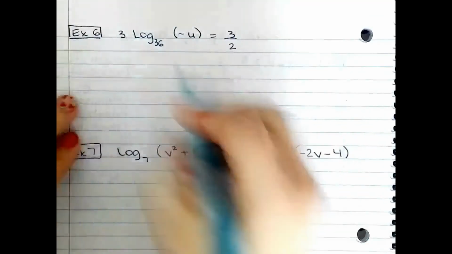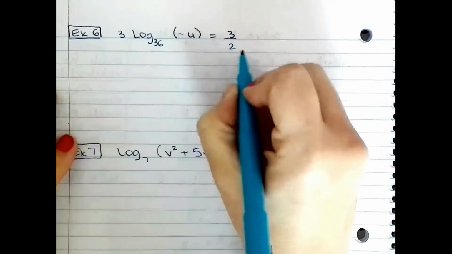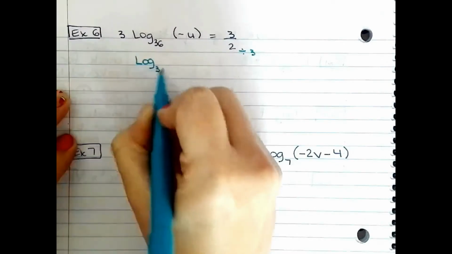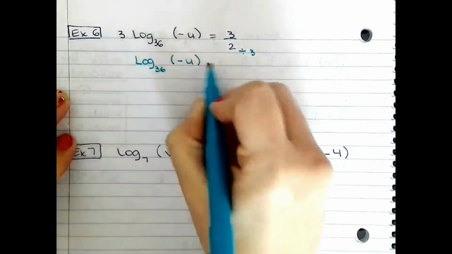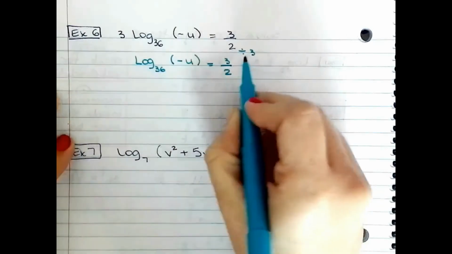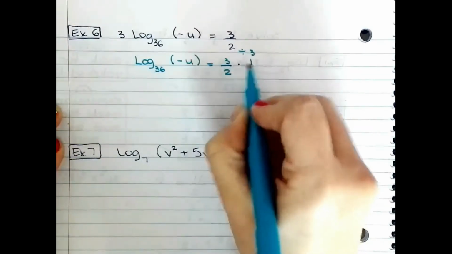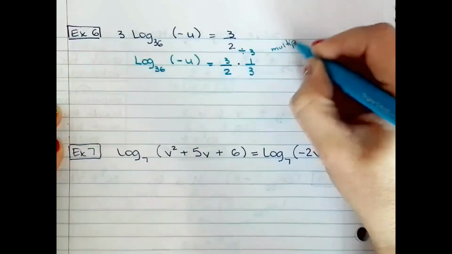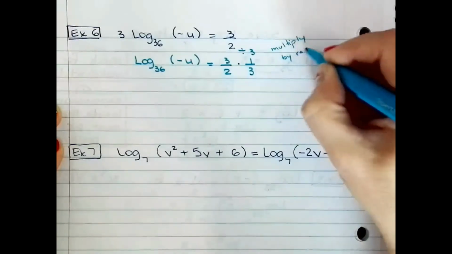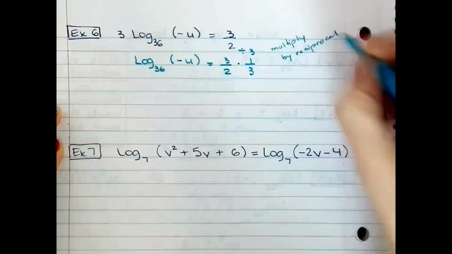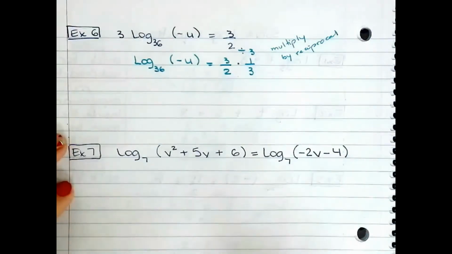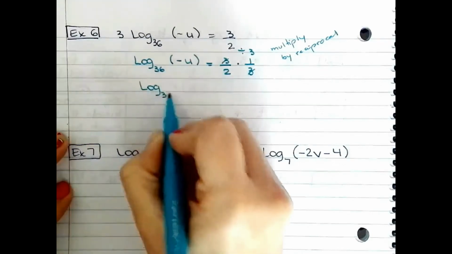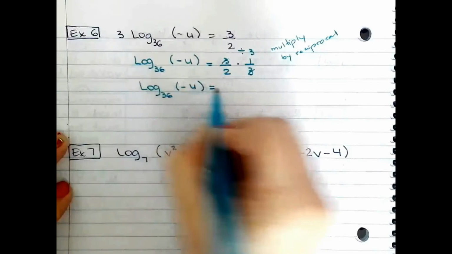Divide by 3. Here you're dividing a fraction by a number. Remember, dividing by a number is the same thing as multiplying by the reciprocal. So when you divide by 3, you multiply by 1/3. Multiply by the reciprocal. Okay, simplify the fraction. So I have log base 36 of negative u equals 1 over 2.